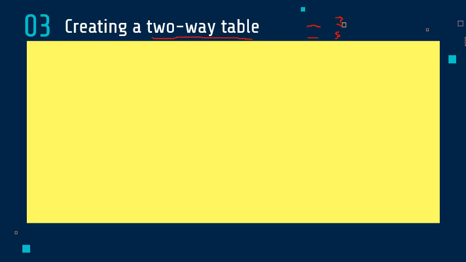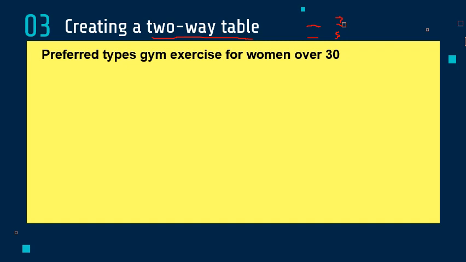So let's think about a scenario. Imagine we're a gym owner and we really want to tap into this market of women over 30 coming to our gym. So we want to make sure that we have the right equipment, the right classes, the right setup to really attract that clientele. So the question we're going to ask is, what's the preferred types of gym exercise for women over 30?